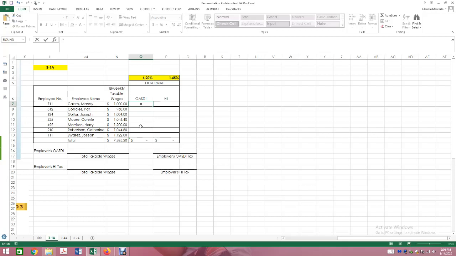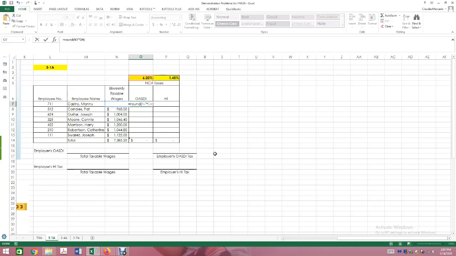Most of these numbers sometimes run 3, 4, 5, 6 digits, so I want to make sure that I round correctly. I'm going to use the round function. I'm going to get my $1,000 and multiply it times my rate, and I'm going to close my parentheses.